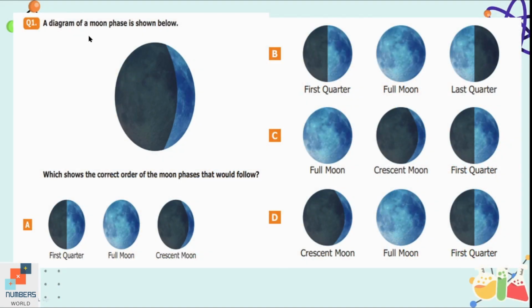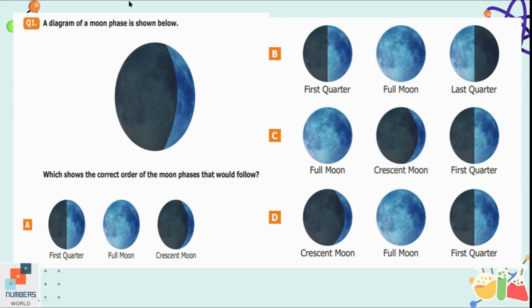Question number 1. A diagram of a moon phase is shown below, which shows the correct order of the moon phases that would follow. Option A is first quarter, full moon, crescent moon. Option B is first quarter, full moon, last quarter. C is full moon, crescent moon, and first quarter. Option D is crescent moon, full moon, and first quarter.